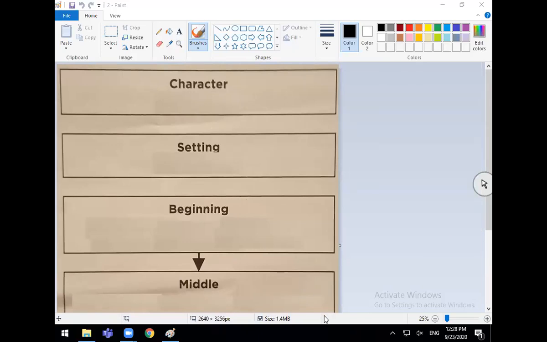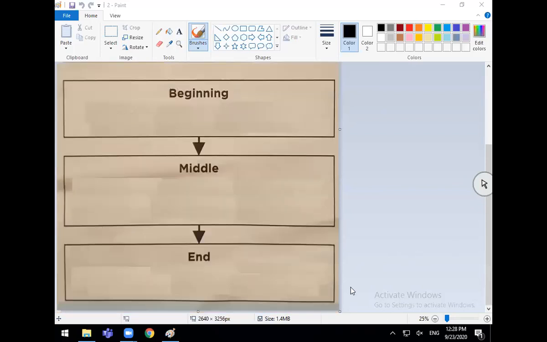What about setting? Setting, what is setting? Who can tell me? What is setting? Setting.